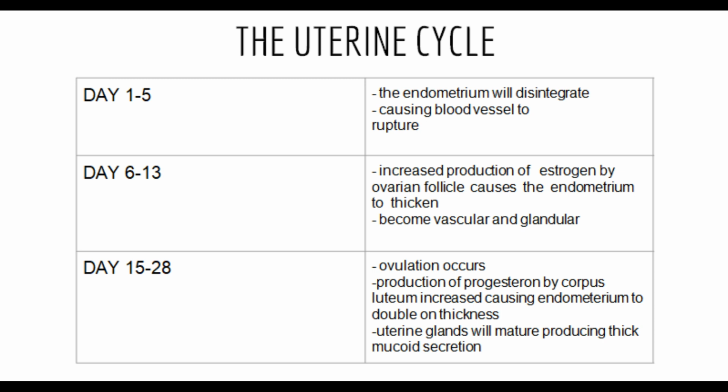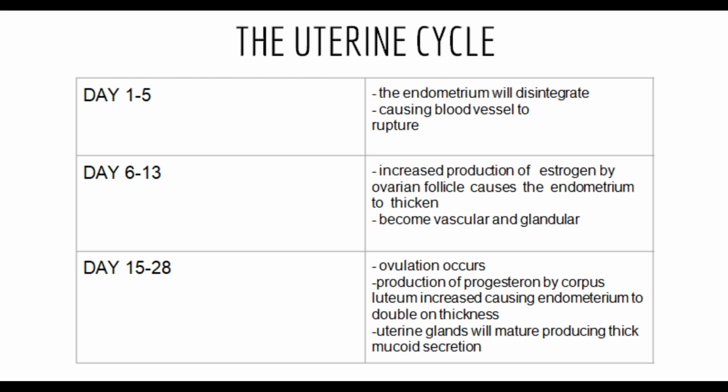Okay, so let's begin our explanation. For day 1 until day 5, there are two events that will occur: the endometrium will disintegrate, causing the blood vessels to rupture. This is where the first phase of the period happens, where the blood vessels rupture.